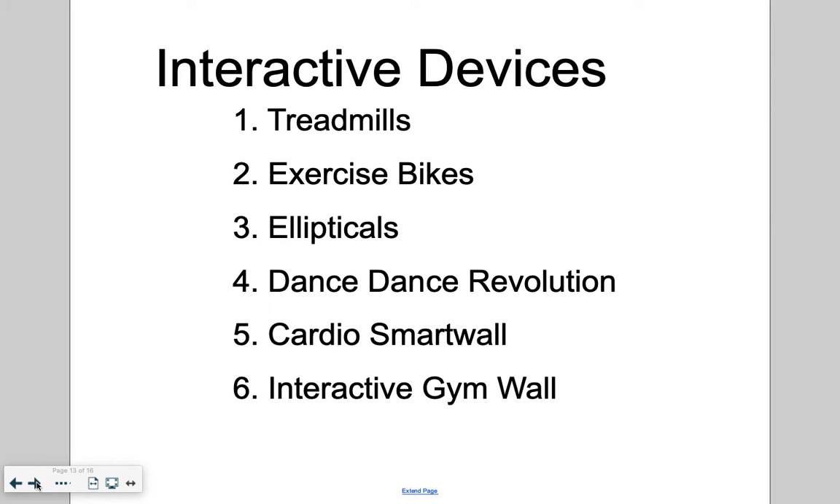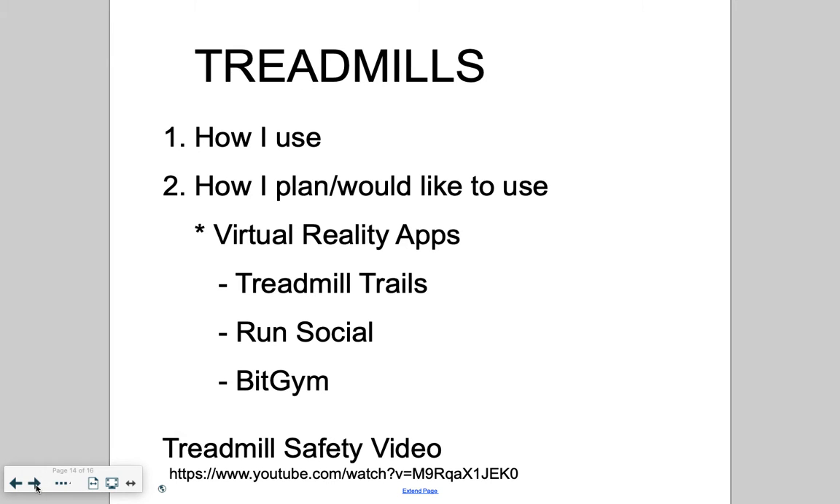Now the interactive devices, which include treadmills, exercise bikes, ellipticals, Dance Revolution, Cardio Smart Wall, and interactive gym wall. Those are 6 things that had this information in the class. We use some treadmills. We don't have many of them. Exercise bikes and ellipticals. We used to have the Dance Revolution at the old school. I used that a lot. Kids love that. And these last 2 things are new technology that would be really nice to have. It looks like a lot of fun, and kids would enjoy that quite a bit.